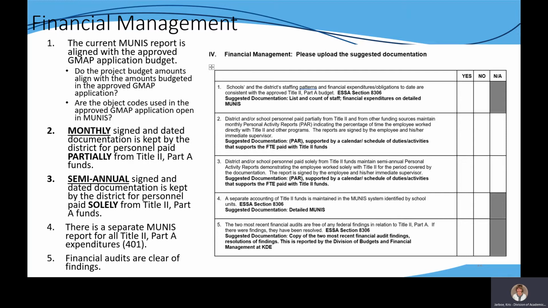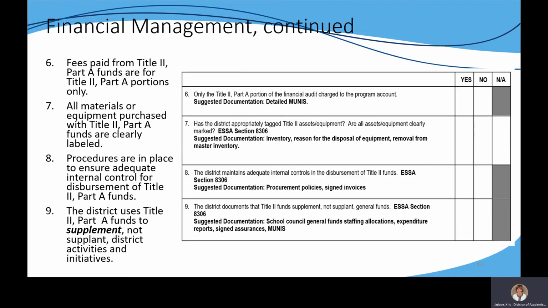We want to make sure that anyone paid either partially or fully from Title II Part A is keeping appropriate records, that there is a separate MUNIS report for Title II Part A expenditures, that financial audits are clear of findings, and if there were findings, that those have been addressed, that any fees that have been paid out of Title II Part A funds are for Title II Part A expenses only, that any material or equipment purchased with these funds are labeled, and what your procedure is for that if there needs to be collection or disposal.